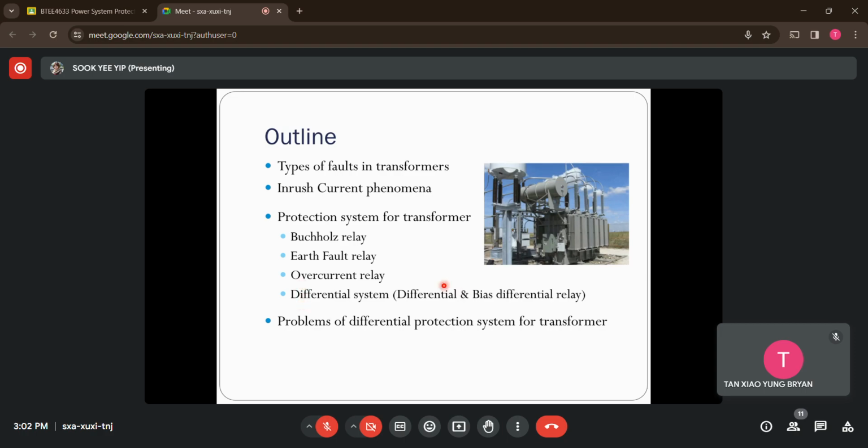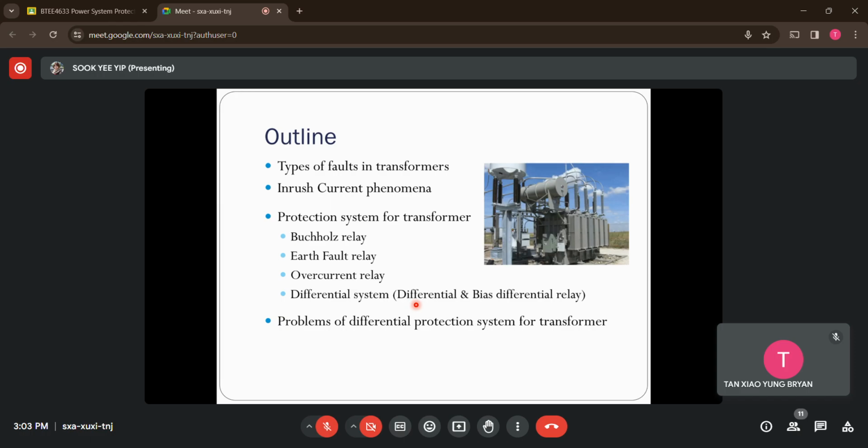So we have two kinds. One is known as the differential relay. The other one is actually the improved version of the differential relay, known as the biased differential relay. So these two will be introduced to you as well. And the last topic, to end this chapter, is the possible issues faced if we are implementing the differential protection scheme for the transformer, so that we can ensure this scheme can properly deal with overcurrent situations.